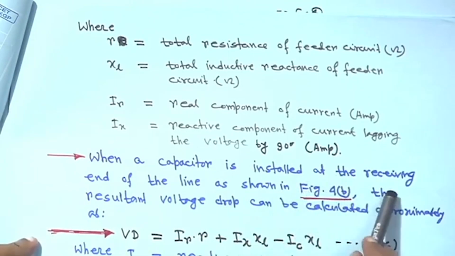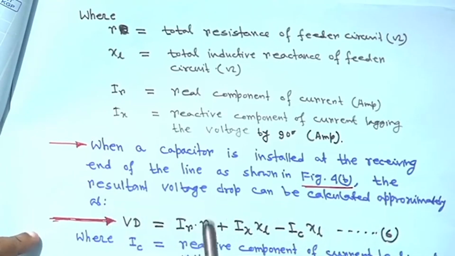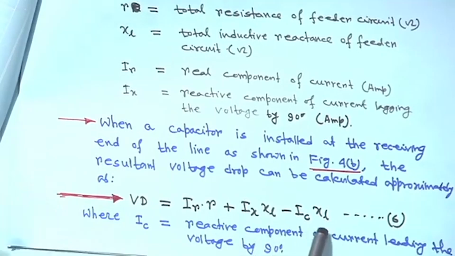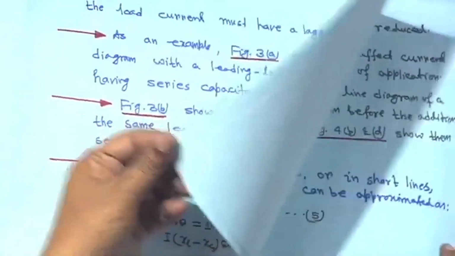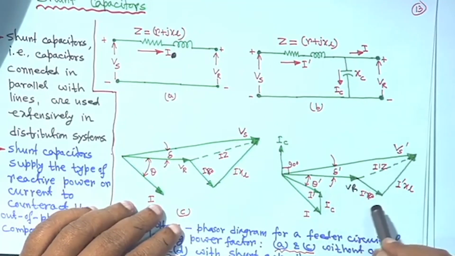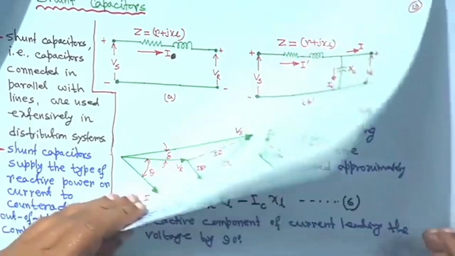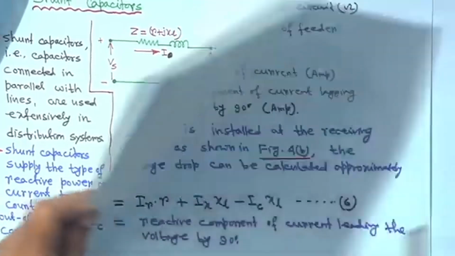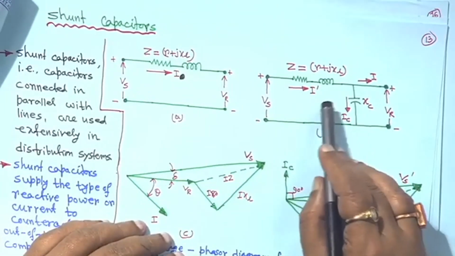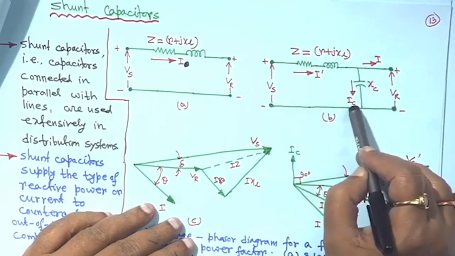When a capacitor is installed at the receiving end of the line as shown in figure B, the resultant voltage drop can be calculated approximately. This is very simple: Vd is equal to IR into R plus Ix into XL minus Ic into XL. This figure I have explained several times. From this figure you can also write Vs dash cos delta dash is equal to I dash R cos theta plus I dash XL sin theta, and of course minus Ic XL will come, because this capacitive current is there, because I dash is equal to I plus Ic.